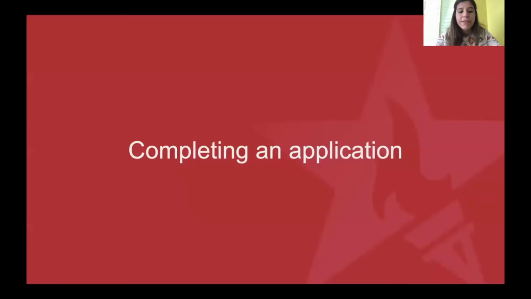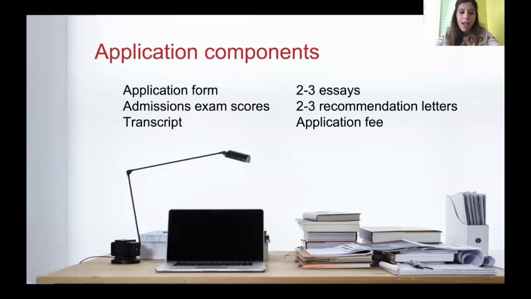And finally, I'll give an overview of what completing an application for a US university will look like, what the components are, and what to expect. So the components: application form. Unlike in the UK, in the US, applicants apply to each university individually instead of through a centralized body like UCAS, with separate applications for each university.